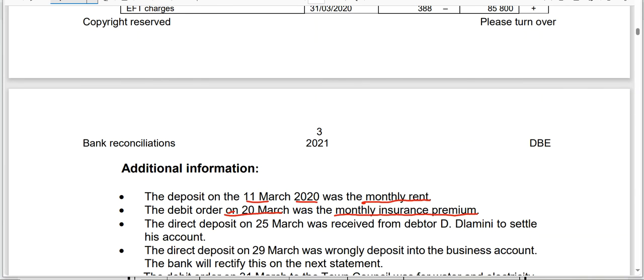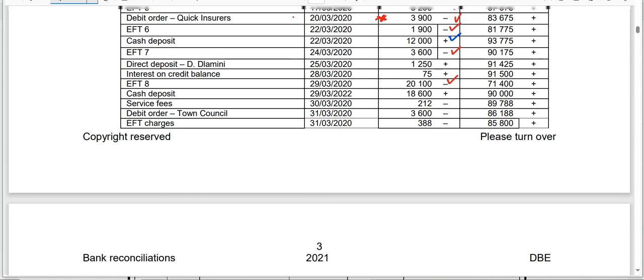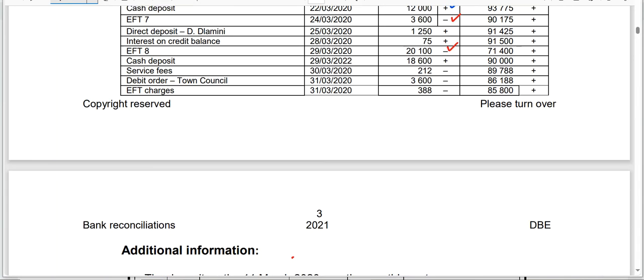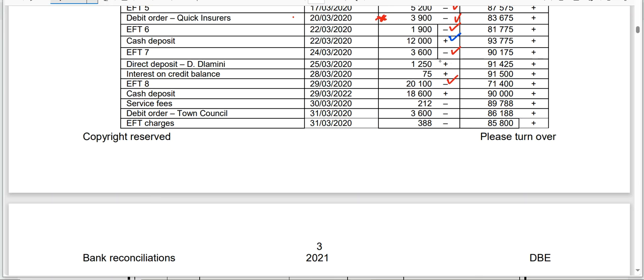Next, they're saying that the direct deposit on the 25th of March was received from a debtor, D Dlamini, to settle his account. Remember, guys, with a direct deposit, the person goes straight to the bank to make the deposit. So let's check that direct deposit. They said it's for the 25th, so we need to go to the 25th. So this is where we are. The direct deposit for the 25th, 1,250. They're saying it's from D Dlamini, so it's supposed to go to the CRJ.